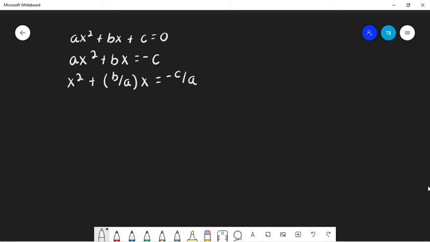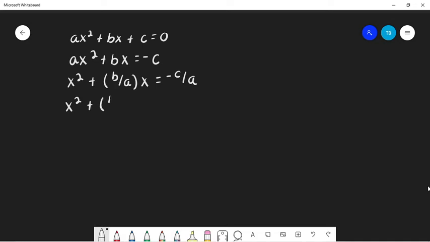Alrighty. Now what we want to do is find a term for the left-hand side of the equation that will make this a perfect square trinomial. Now how do we find out what that term is? What we do is we go to the coefficient of the linear term, in this case it's b over a, and then we divide it by 2 and square it. So if we take b over a, divide by 2, that's b over 2a, and then we square that, we'll get b squared over 4a squared. So we just want to add that to both sides of the equation, and it'll look like this.